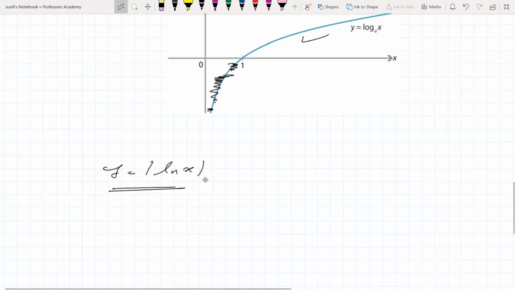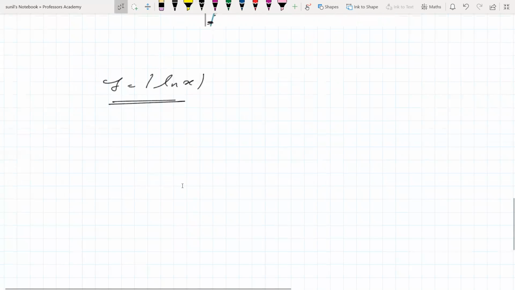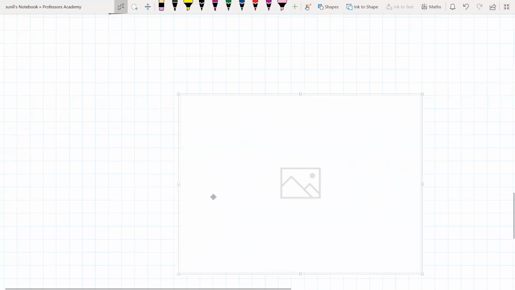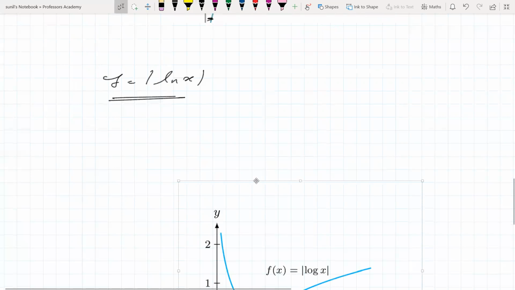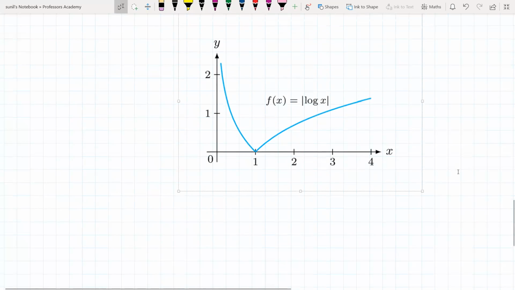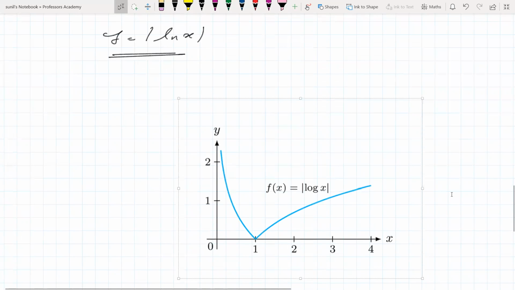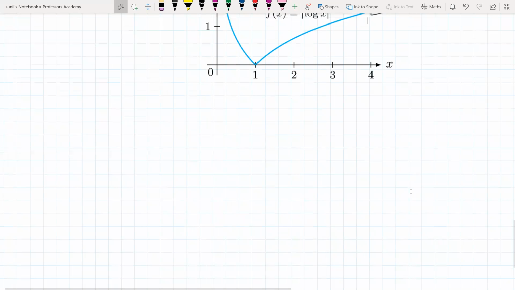So how is the graph coming? The graph comes out as the reflection about the x-axis, something like this. So whatever the portion above, there is no change. Here it is no change. This we have taken the image under the x-axis. This is the way we want to take the graph of y equal to modulus of ln x.